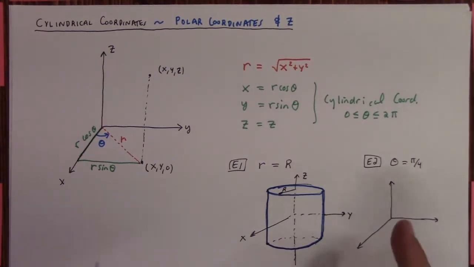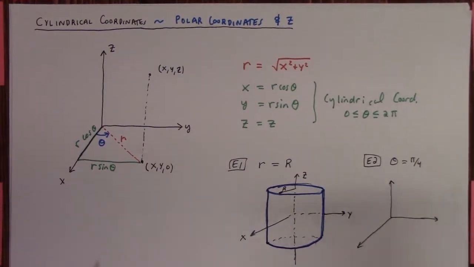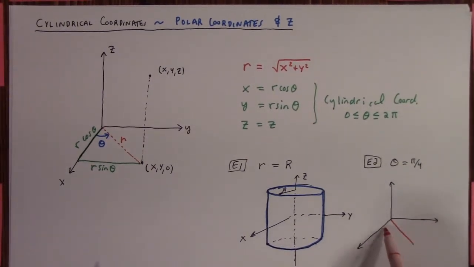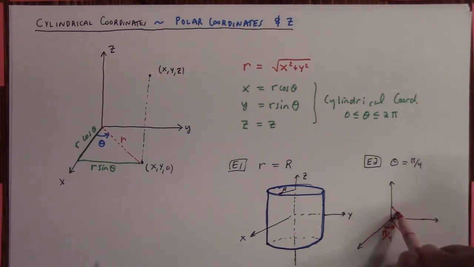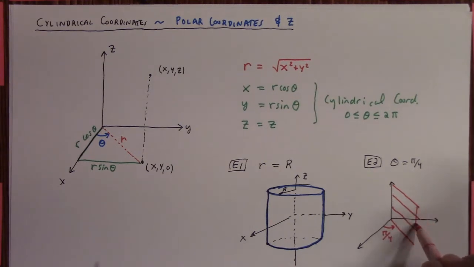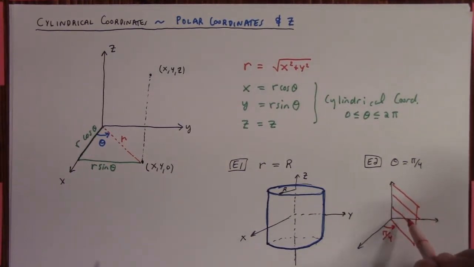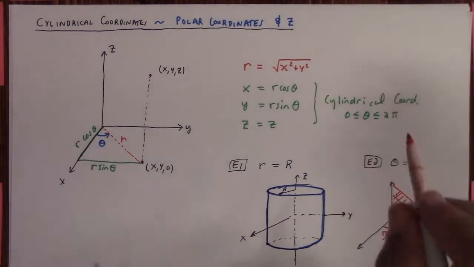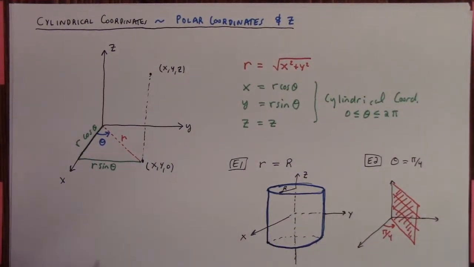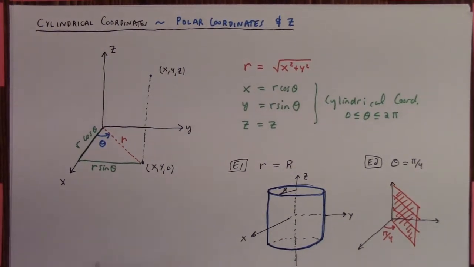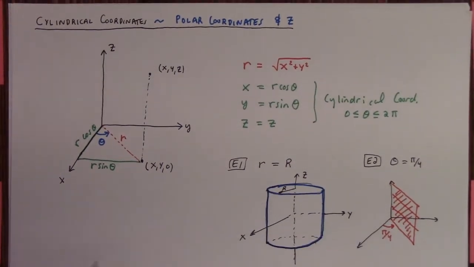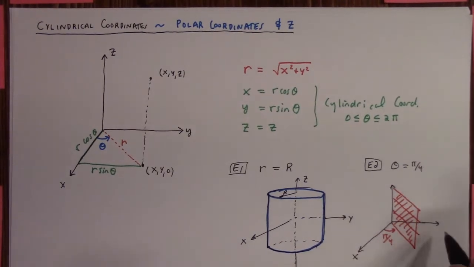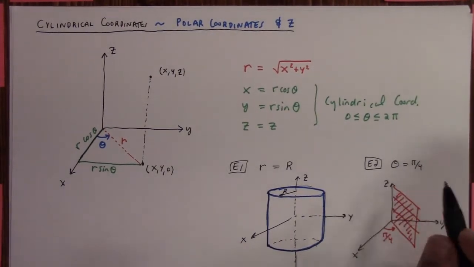The half plane theta equals pi over 4, well, you go out to pi over 4, like here, right? But the line right above it, and so forth and so on, these are all at pi over 4. So you get this half plane that extends all the way up and all the way down. It goes on and on. But there you go, that's cylindrical coordinates.